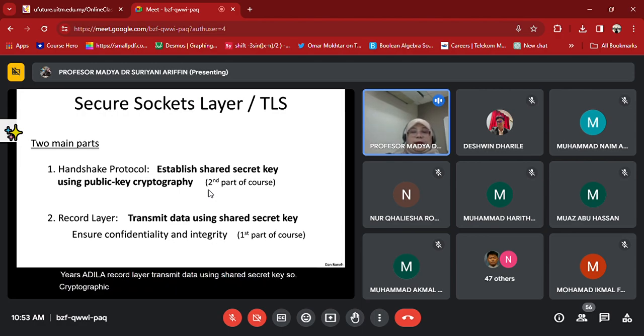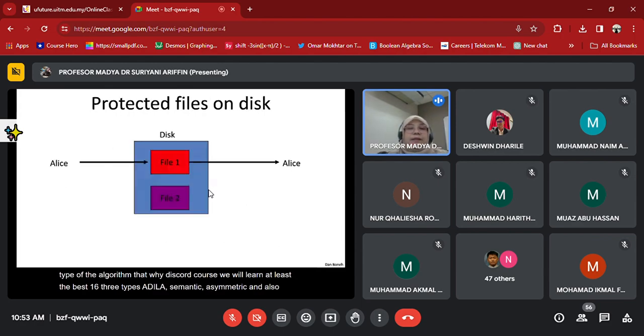So most of the time, if we want to secure the data for confidentiality and integrity, we are using the symmetric one key. So in one transaction, we use many types of cryptographic algorithm. That's why for this course, we will learn at least the basic three types: symmetric, asymmetric, and also a hash function.